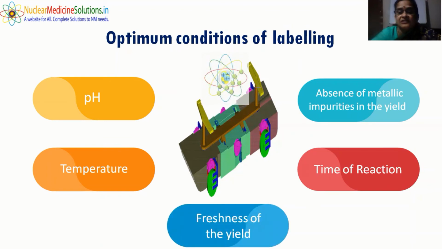The freshness of the yield. And this freshness of the yield, again, the point of zinc buildup also stands important here. So the yield has to be immediately, freshly prepared, so that you don't have the metallic impurity, as this point here which has been talked about.